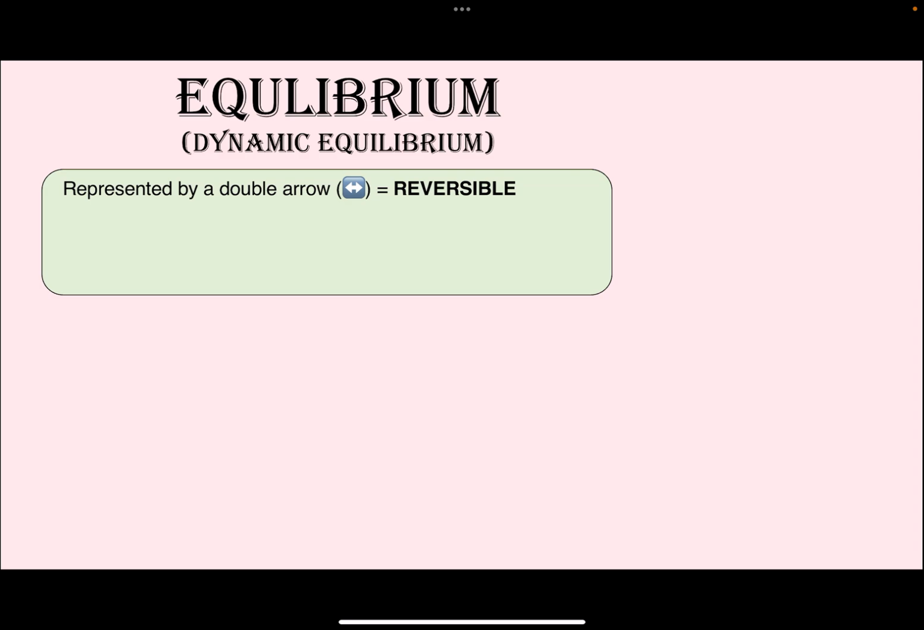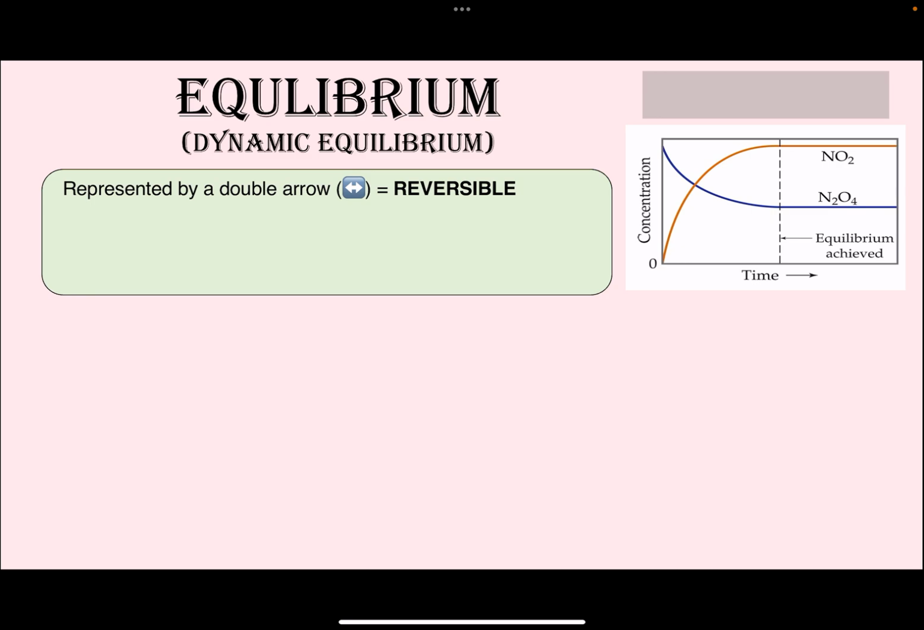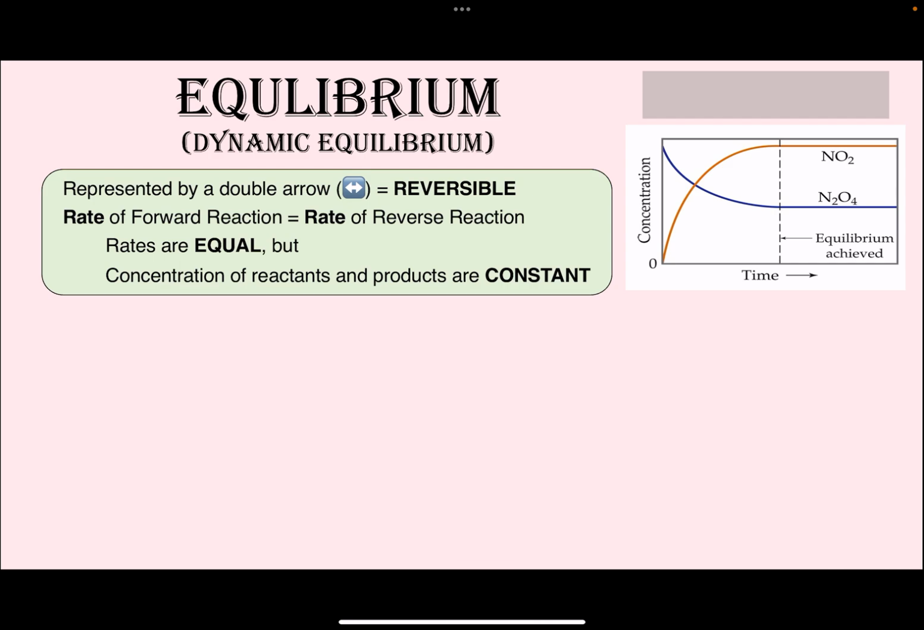So equilibrium is normally represented by a reversible arrow or by a double arrow, which indicates that whatever system or reaction we are looking at is reversible, meaning that the rate of the forward reaction is equal to the rate of the reverse reaction. So if you look at this diagram on the side, we are observing that the rates are equal when the equilibrium is achieved, which is along this line over here. So after the equilibrium is reached, we see that both of them are occurring at the same rate.